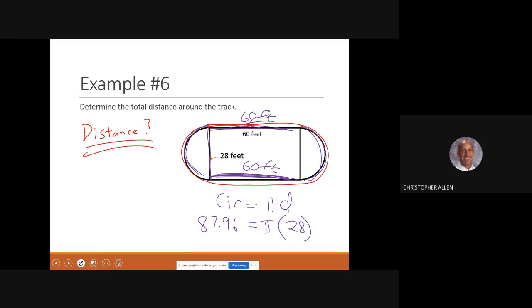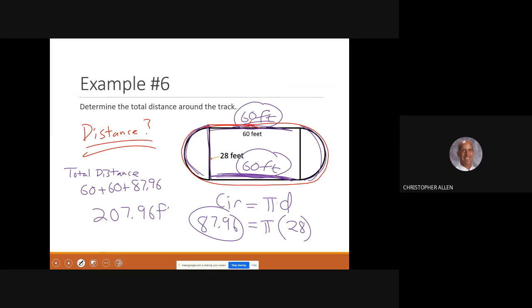So what would the final answer be? Well, we have to add up this number and this number. So the total distance around is going to be 60 plus 60 plus 87.96, and I get that to be 207.96. So basically almost 208 feet around is what this track would be.